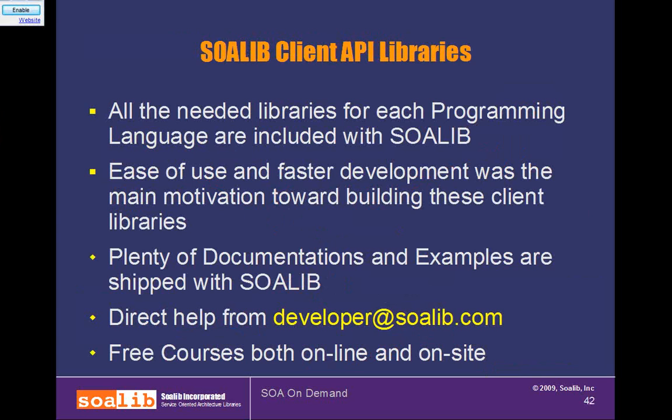Now, how easy is SOALIB to develop API with? SOALIB comes with 4 different kinds of API: the J2ME, the mobile platform API, the C++ API for embedded systems, Java API for Java development, and C# API, which is .NET. The .NET API can be used with Visual Basic, ASP.NET as well. And we are also coming up with iPhone API within a few months.